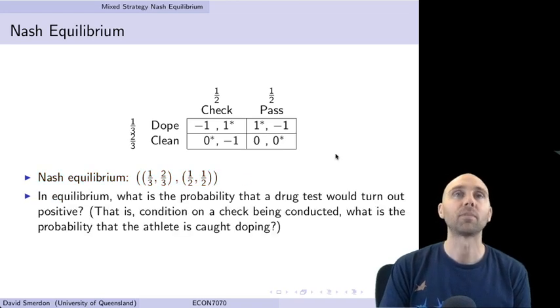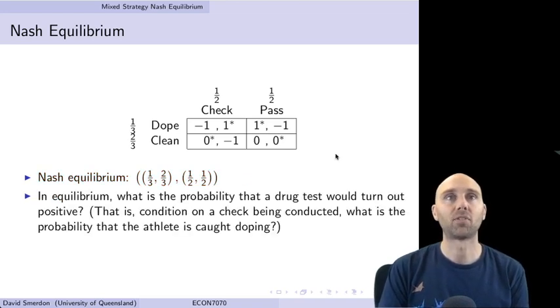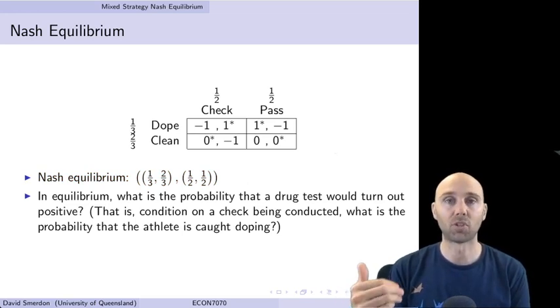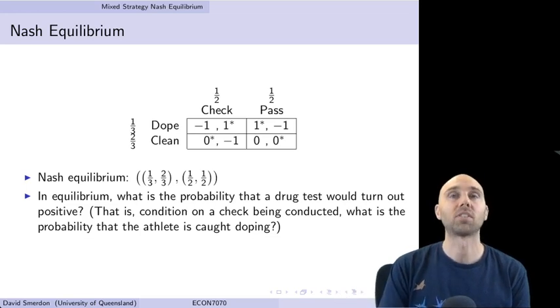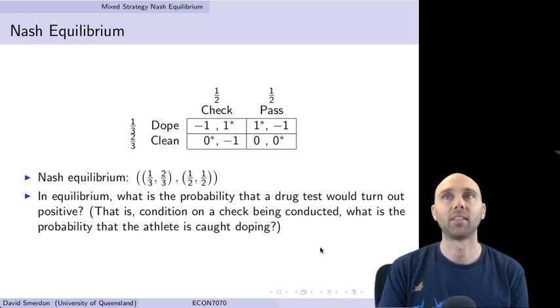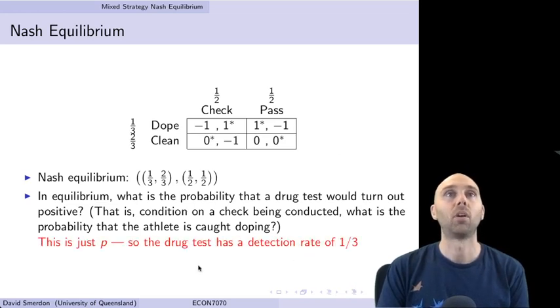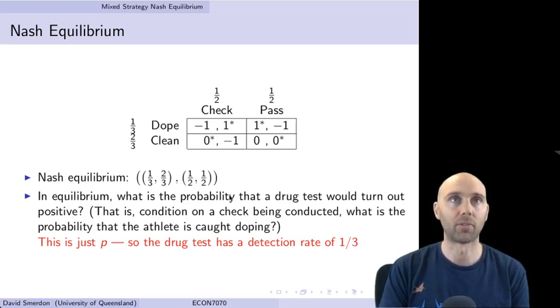Okay, that's nice. We found the equilibrium. The question is, what is the probability that a drug test would turn out to be positive? Because that is conditional on actual checks being conducted. What's the probability that the athlete is caught? Well, that's just going to be equal to P, the probability that they are doping, because we've got this equilibrium condition from before for player 2. So the drug test has a detection rate equal to a third.